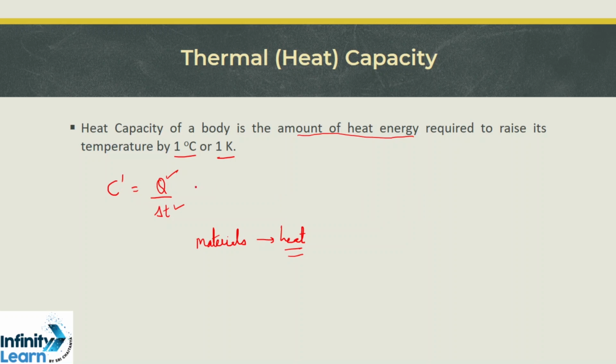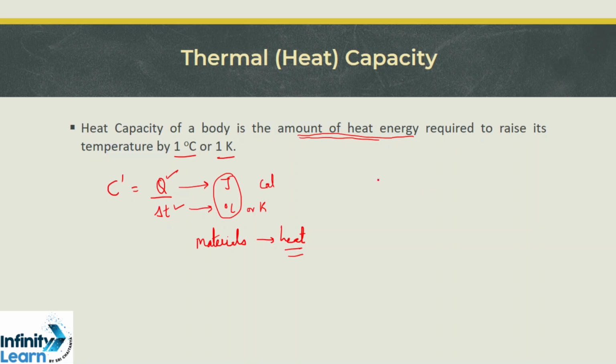Now you might think about what the SI unit will be. The SI unit of heat we already know is joule, and the unit of temperature is degree Celsius, or we can also use Kelvin. Similarly, for heat, we can also use calories as a unit. So the probable units are joule per degree Celsius, joule per Kelvin, calorie per Kelvin, or calorie per degree Celsius. So finally, once again, let us sum up what heat capacity is.